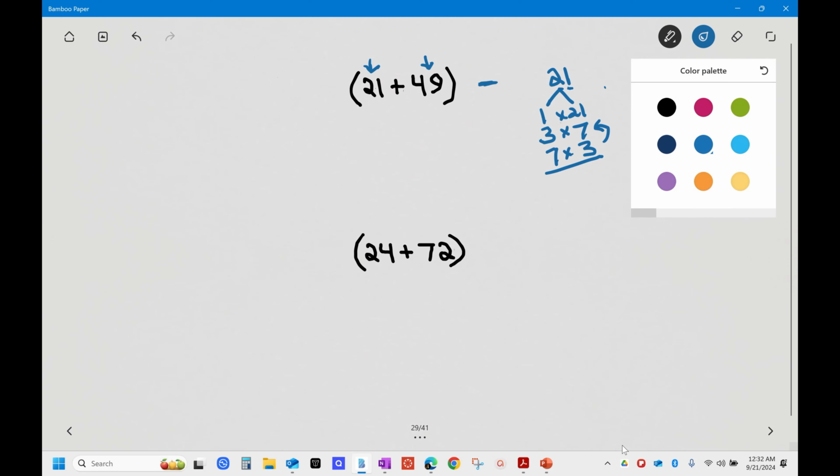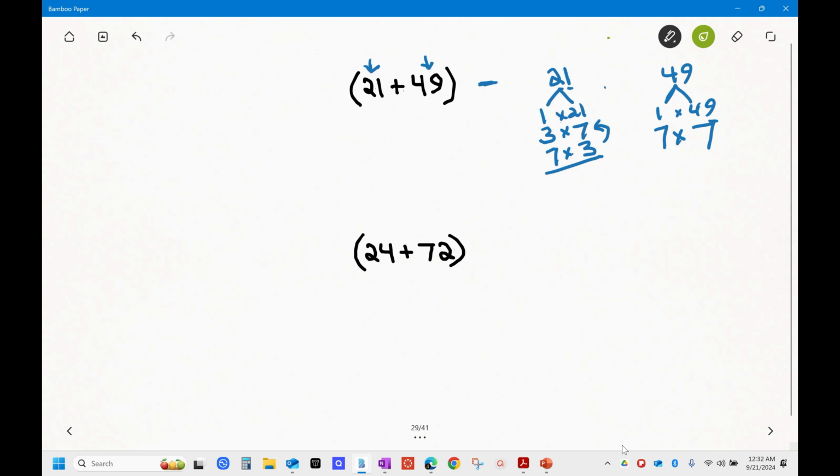So the factor number that both 21 and 49 have in common is 7. And you always want to get the biggest number that you can possibly manage, that your target numbers share. So they both have 7 in common. That means 7 is going to be your factor number. So we're going to pull 7 up out of this parentheses.